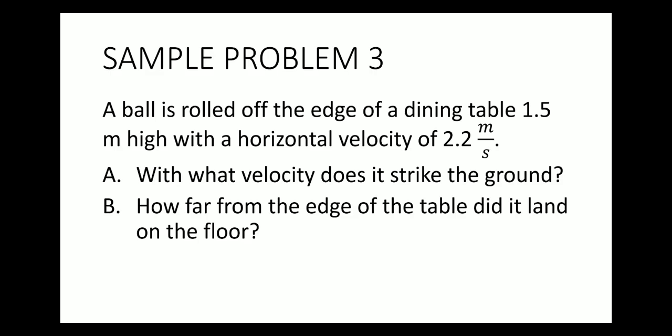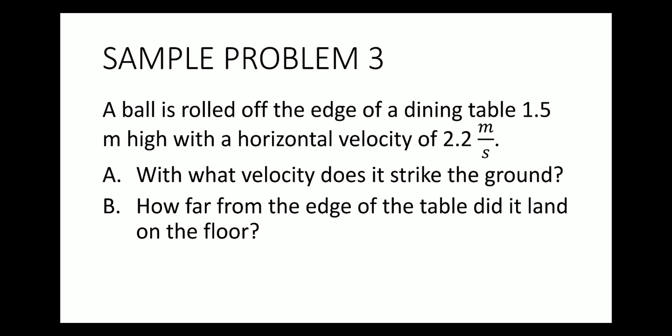So now for my last example, a ball is rolled off the edge of a dining table 1.5 meters high with a horizontal velocity of 2.2 meters per second. With what velocity does it strike the ground? And the other question, how far from the edge of the table did it land on the floor?